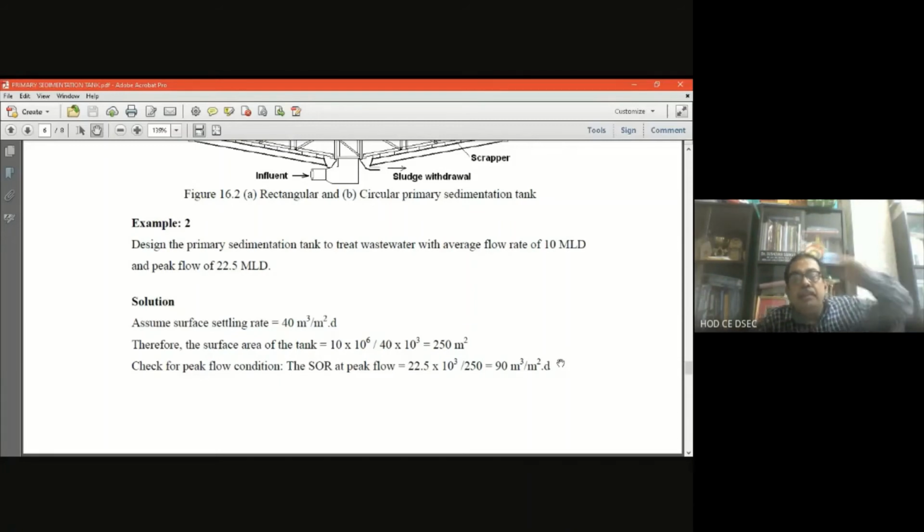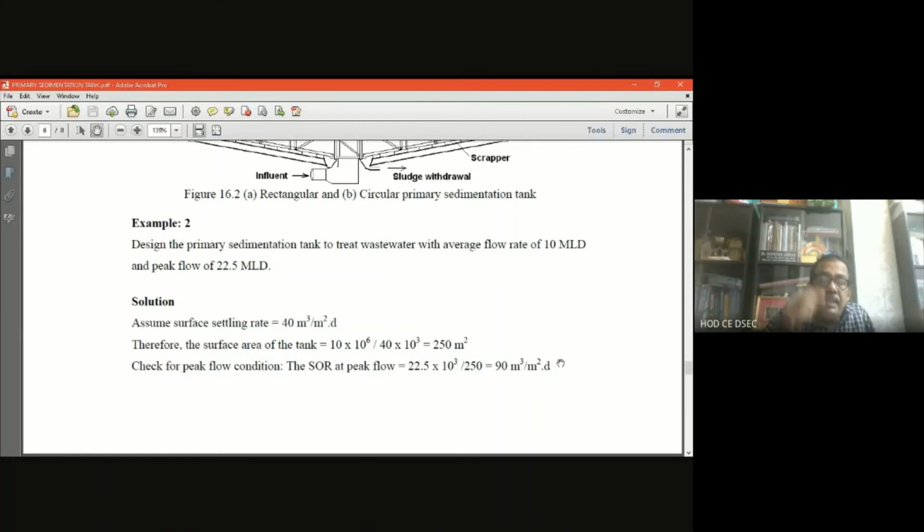So what we have learned: if the flow rate is given, that is the average flow rate, I mean to say the design is always done with the average flow rate. If the average flow rate is given, and assuming the surface settling rate, we can decide the surface area of the tank.